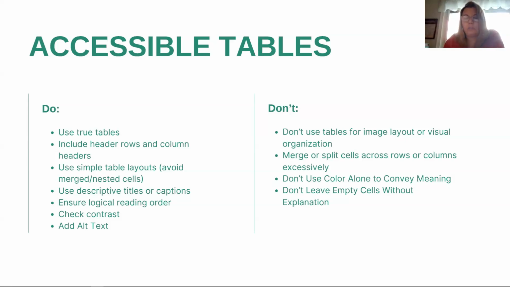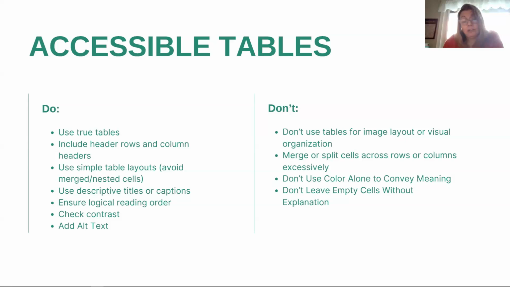Don't use color alone to convey meaning. Always provide text, labels, or symbols in addition to your color. And the next one is don't leave empty cells without explanation. Either remove them or use a placeholder like NA to clarify missing data.